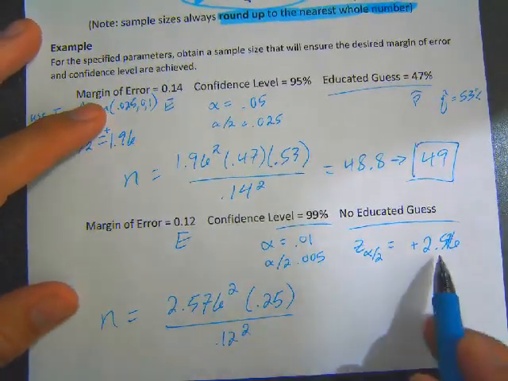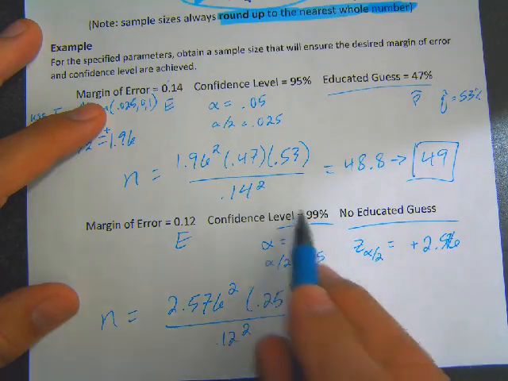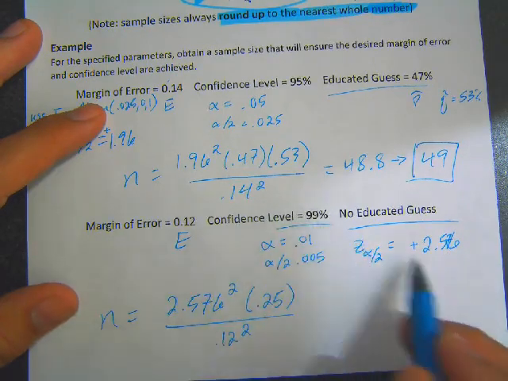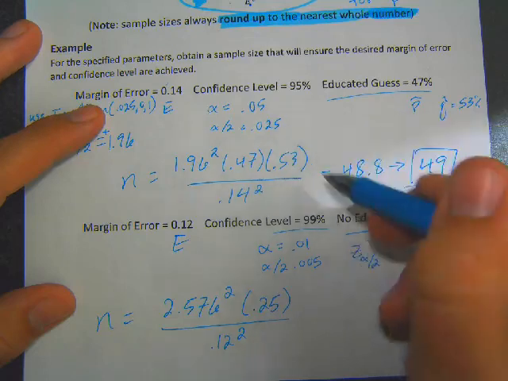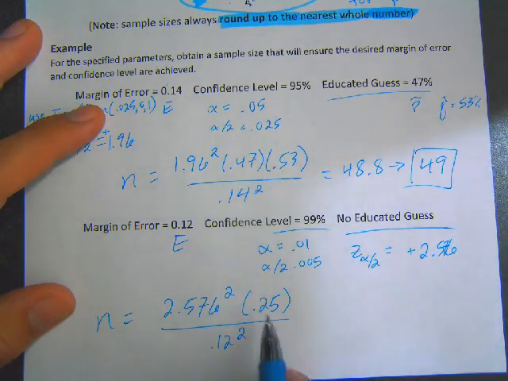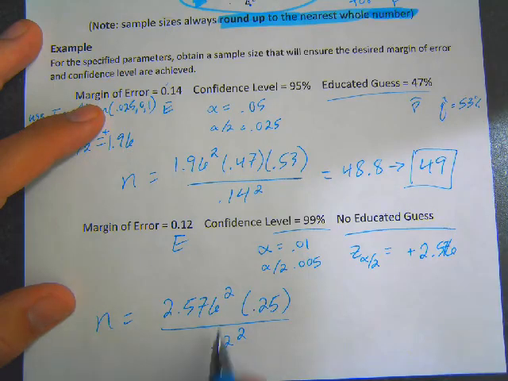The 2.576 is from my z-score based on the confidence level. So this only changes because my confidence level changed. I went from 95 to 99. That's why I had a different value. 0.25 because there's no guess. That's why I used the 0.25. And then 0.12 is from the margin of error. So that gives me my value.